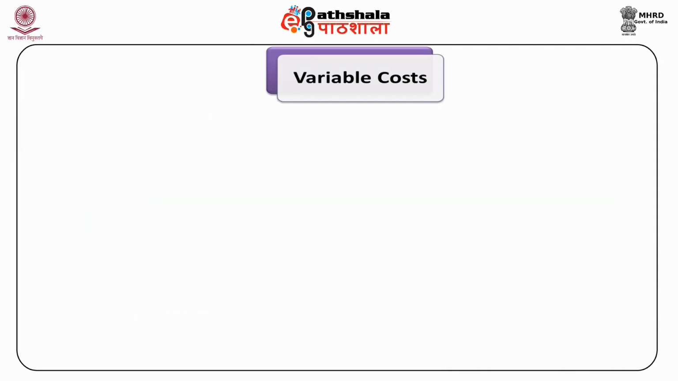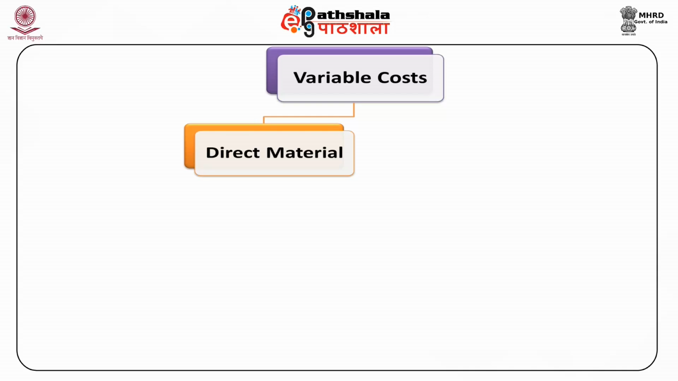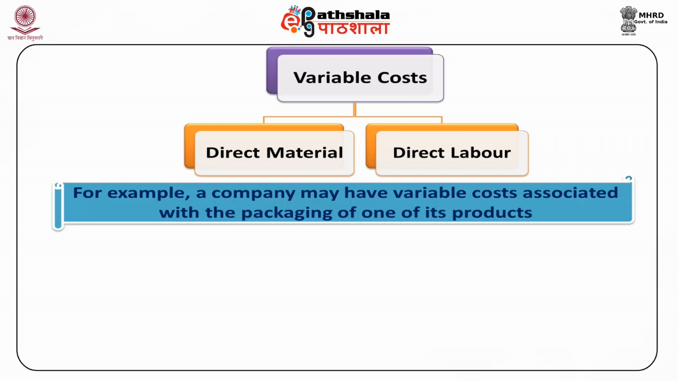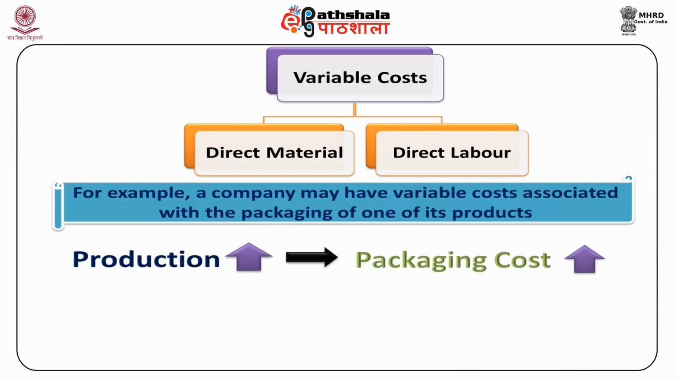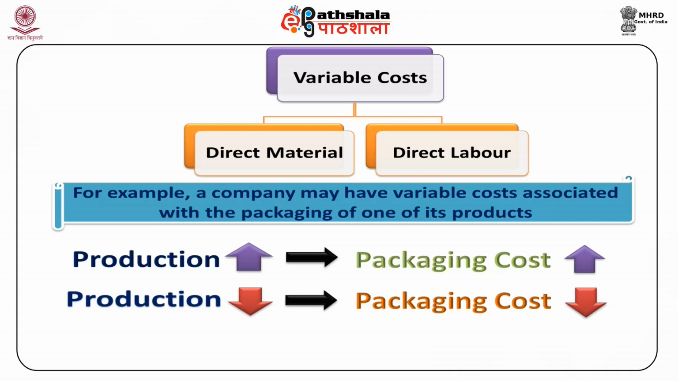Variable costs can include direct material costs or direct labor costs necessary to complete a certain project. For example, a company may have variable costs associated with the packaging of one of its products. As the company moves more of this product, the costs for packaging will increase. Conversely, when fewer of these products are sold, the costs for packaging will consequently decrease.